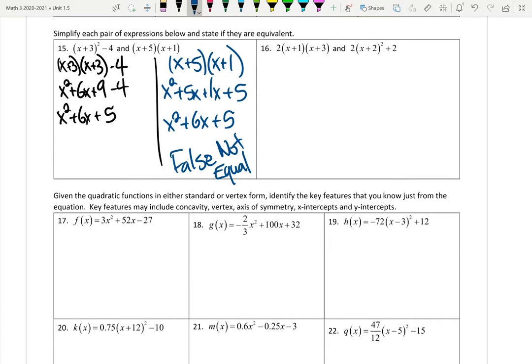Number 16 is exactly the same. Process it. Tell me, are those two terms exactly alike?